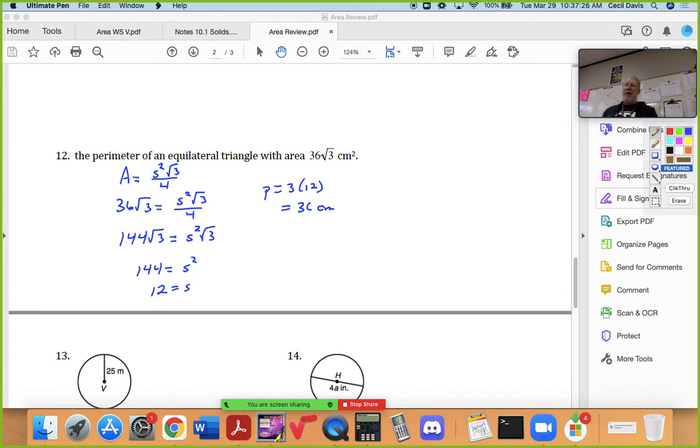Let me suggest that it would be easier if you did this. You started off with 36 square roots of 3 equals side squared square roots of 3 over 4, right? The first thing I would do is divide out the square roots of 3. Might as well get rid of them. So I'm going to have 36 equal to side squared over 4. Then I would take the square root of both sides. So that would give me 6 is equal to s over 2. So the side is 12. I think that's the easiest way to solve those.